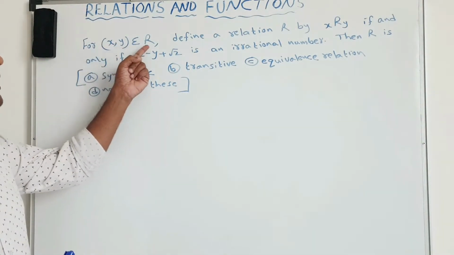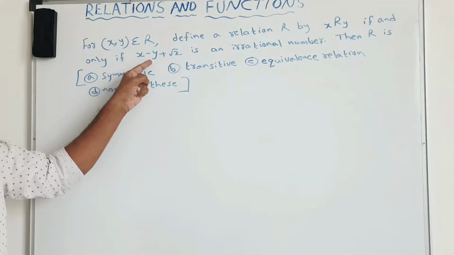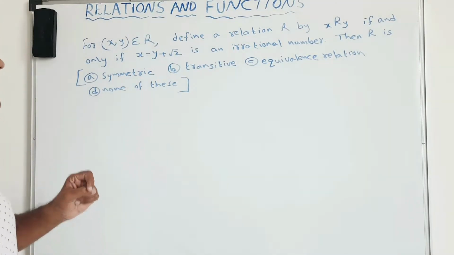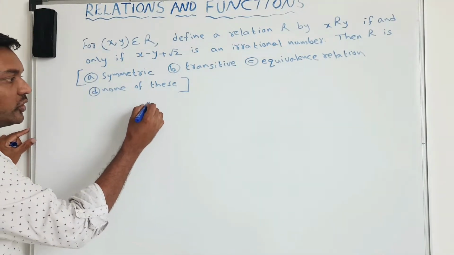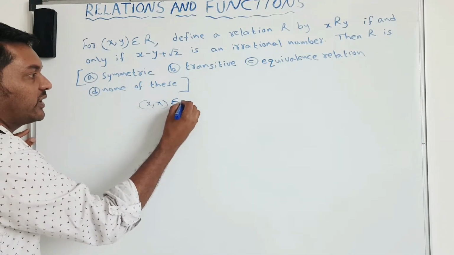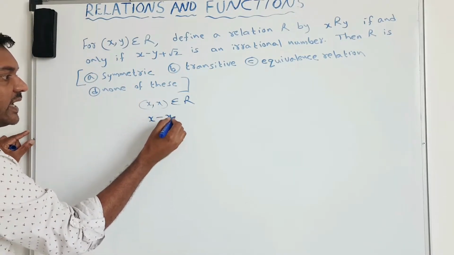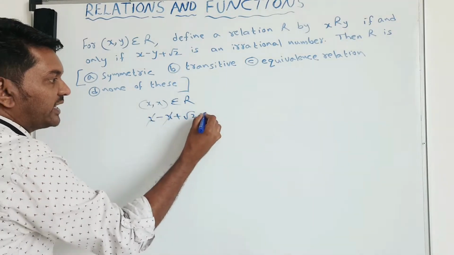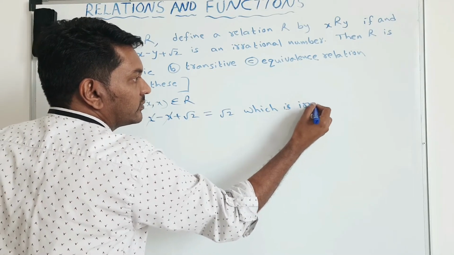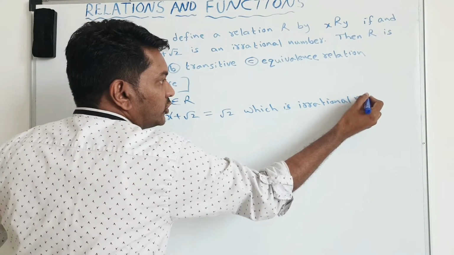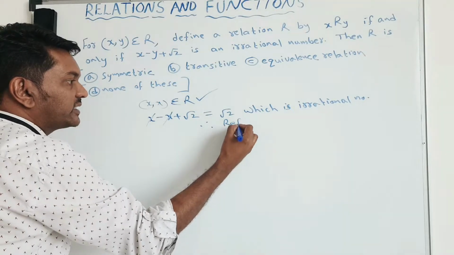For x comma y belonging to R, define a relation R by x related to y if and only if x minus y plus root 2 is an irrational number. Then R is which kind of relation, they are asking. So I am checking whether it is reflexive or not. I am checking whether x comma x belongs to R. When I substitute y also as x, it will become x minus x plus root 2. So I will get root 2, which is an irrational number. So x comma x belonging to R is true. Therefore, this is a reflexive relation.